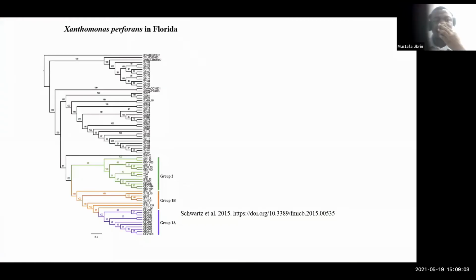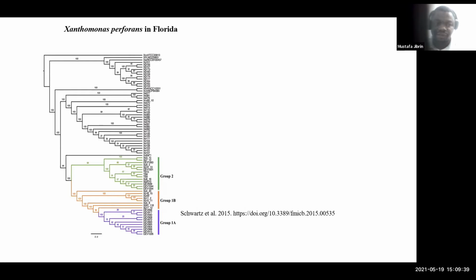So in Florida, apart from the fact that Xanthomonas perforans is the dominant species, different groups also have been established for Xanthomonas perforans. In a previous study in 2015, Shores et al. classified the different groups into groups 1A, 1B, and 2. I mean, there's a recent improvement, but basically these groupings are mostly out of the effector contents, have some similarities in terms of effector contents of the bacteria.